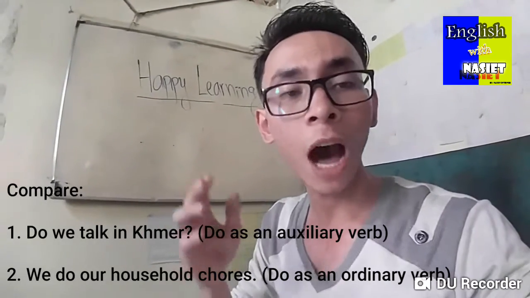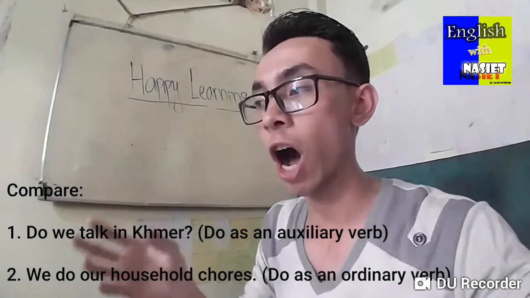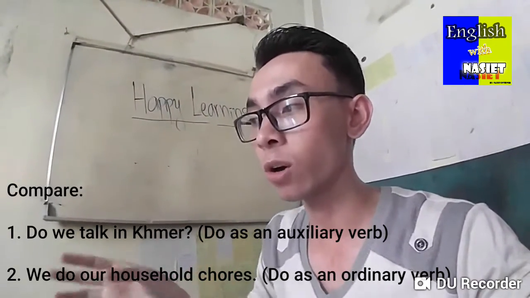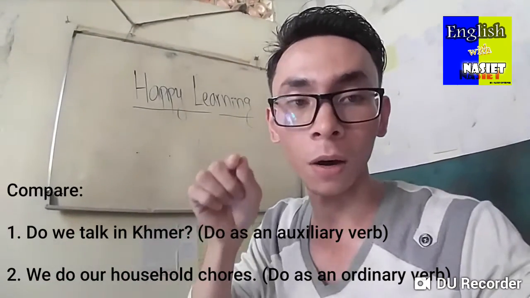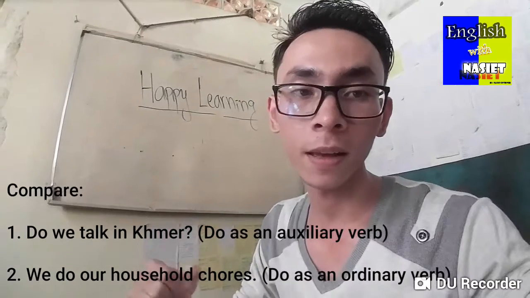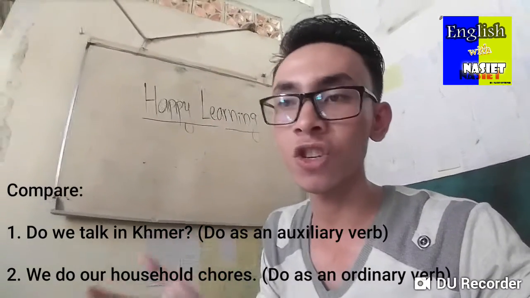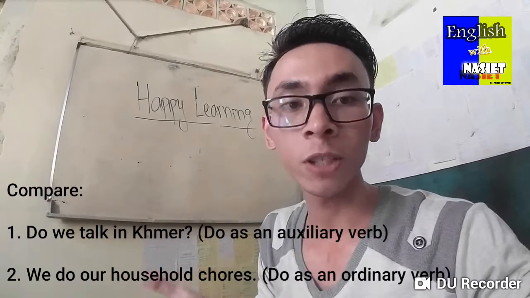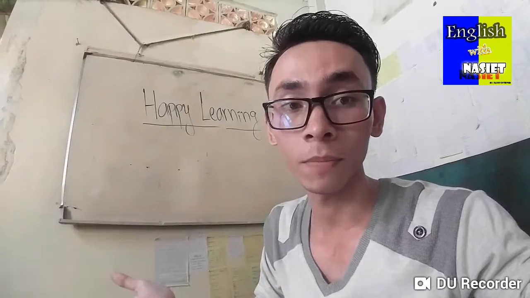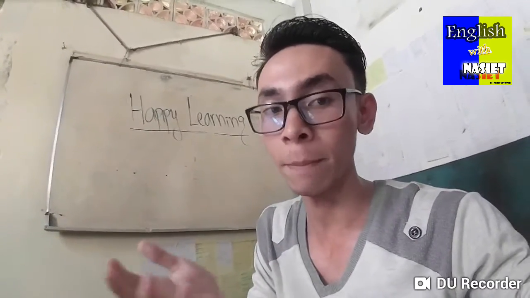And in the following example we still use do, but let's find out. We do our household chores. So do here is not an auxiliary but ordinary, because there is only one verb in the sentence, and as I said, when there is only one verb in the sentence, do has to be an ordinary verb. Because we just use an auxiliary verb to help an ordinary verb. But what if there is no ordinary verb? So what is the point of using an auxiliary verb?